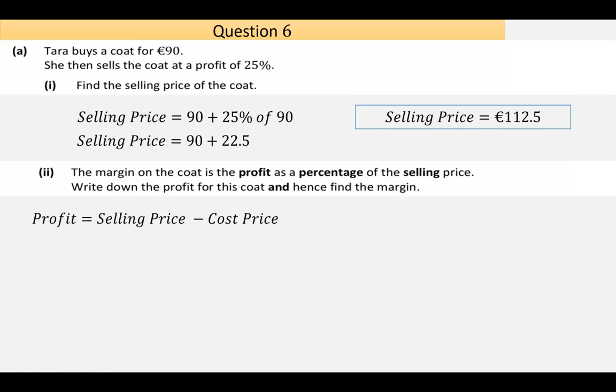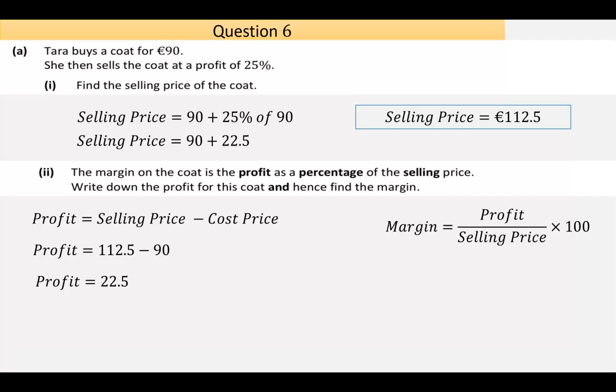Even though we know it's 22.5, we can get profit by getting the selling price, take away the cost price. The selling price was 112.5. We found that in part 1. The cost price was 90. So the profit is 22.5. Now, if you didn't get anything else done on the question, that should get you the attempt just for showing knowledge of what profit is.